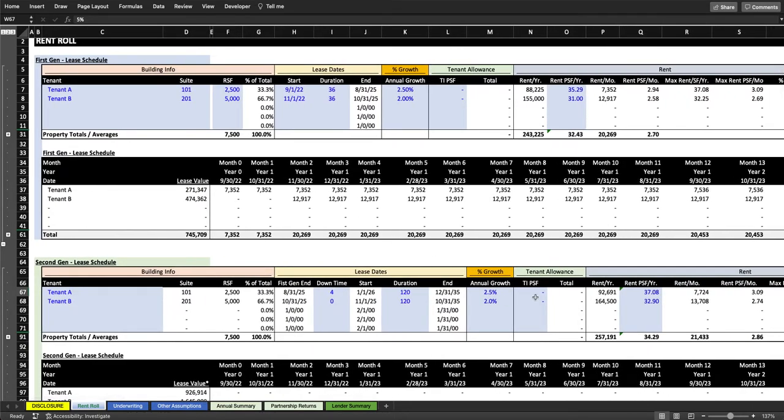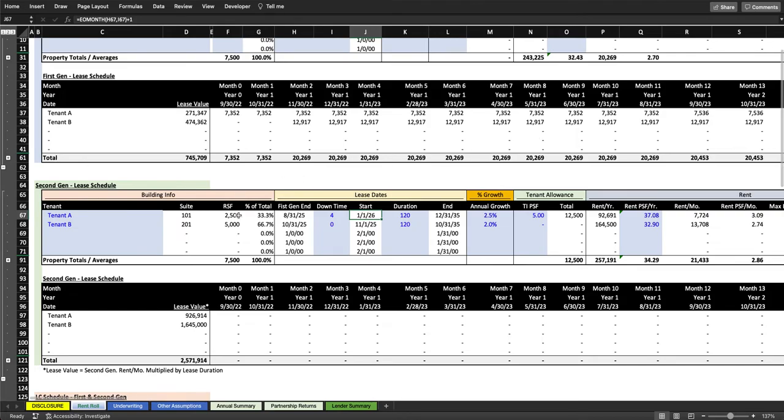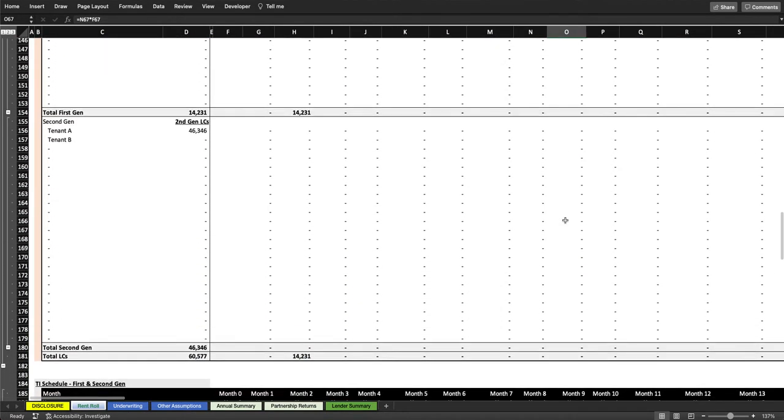And then it's the same thing with tenant improvements. We have it going by tenant improvement per square foot. So if we make it $5 per square foot, again, this is going to start. So you're going to be paying $5 per square foot. There's 2,500 square feet, so total of $12,500 when that tenant starts.